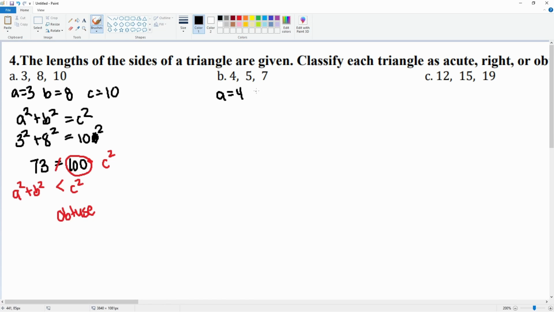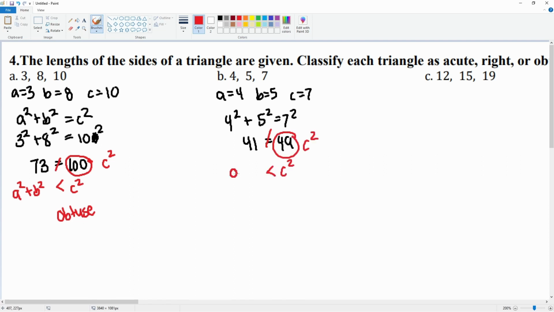A can be 4, B is 5, and C is the longest, which is 7. So let's plug it in. 4 squared plus 5 squared is equal to 7 squared. 4 squared plus 5 squared, which is 41, and this is equal to 49. This is not true. Again, this is C squared, and notice C squared here, it is bigger than A squared plus B squared. This is obtuse.